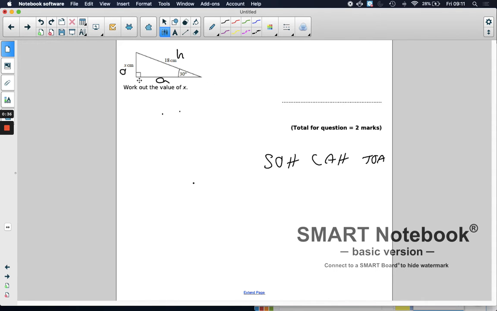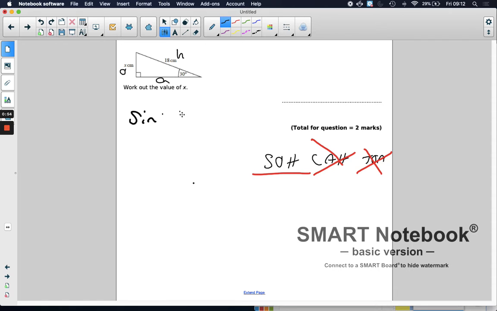Now, I've got no information about the adjacent. I'm not trying to find the adjacent. I'm not given the adjacent. So I want to ignore the ones of these that include the adjacent. So I'm not going to use cosine. I'm not going to use tangent. I am going to use the sine. Okay. So I've got the sine opposite.